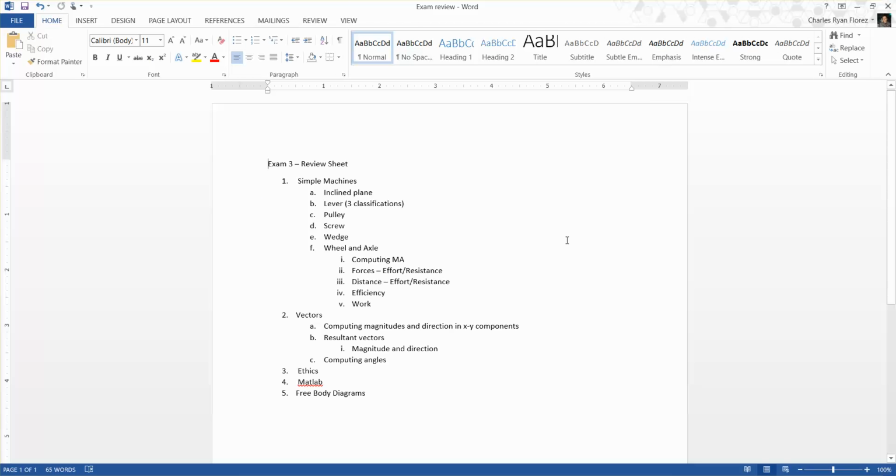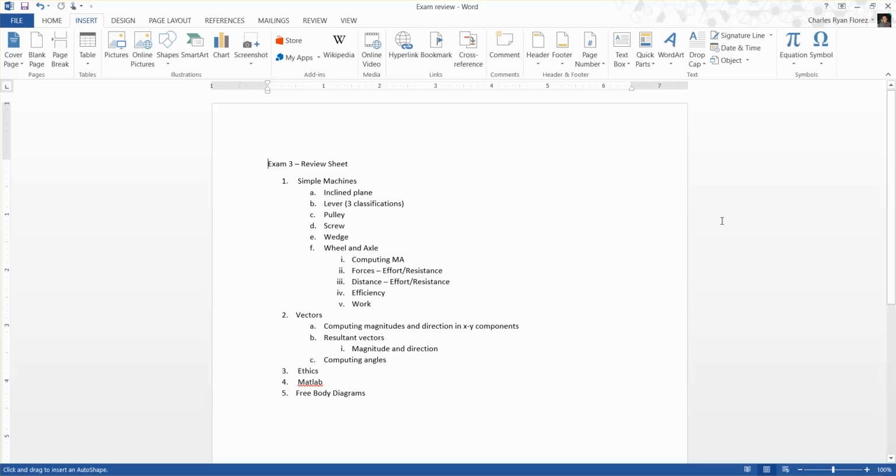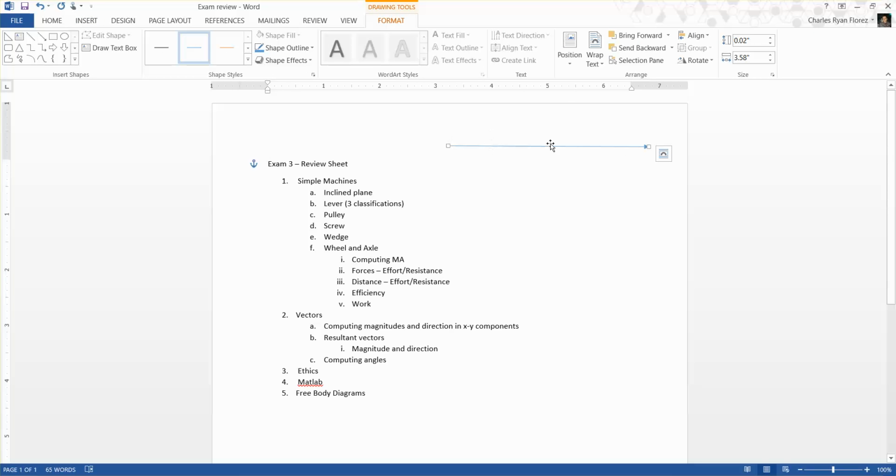Okay. As far as pulleys go, we did see a lot of pulleys. We did a whole workshop on pulleys, obviously. So this will be like that sawhorse that we had. So this would be like the top.